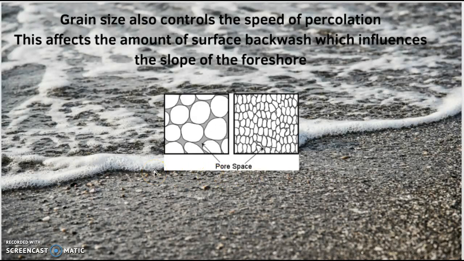Coarse sand beaches with a high degree of percolation will have steeper gradients than fine sand beaches because they've got less surface backwash, and therefore there's going to be less seaward movement of the grains. It's all about this infiltration rate, the rate at which the water can percolate through the material on the beach.